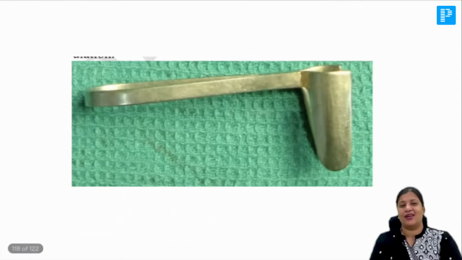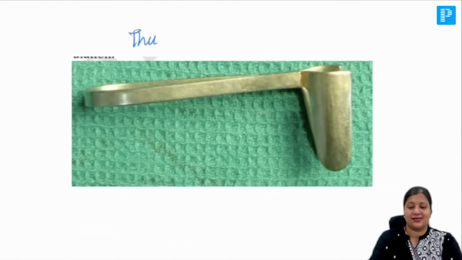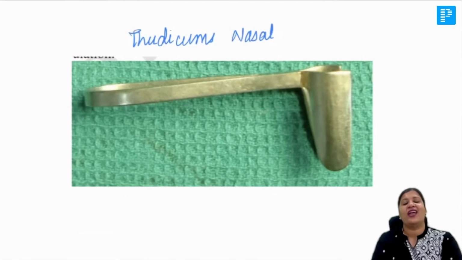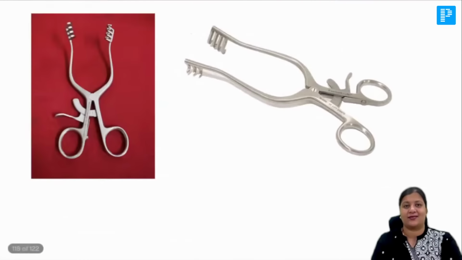What is this instrument? We've just discussed. This is called as Pudicum's nasal speculum, and it is used for what procedure? It is used for anterior rhinoscopy.